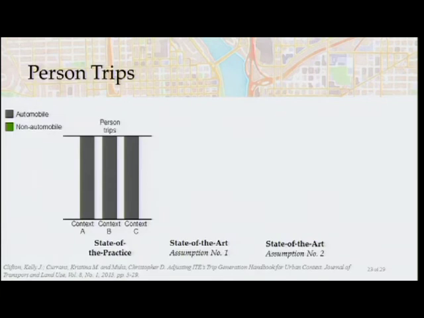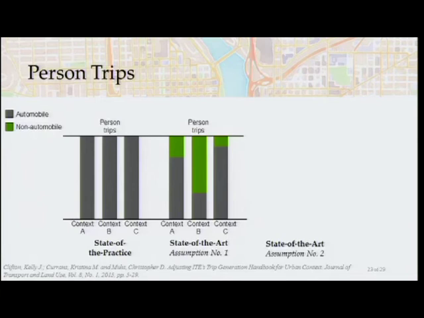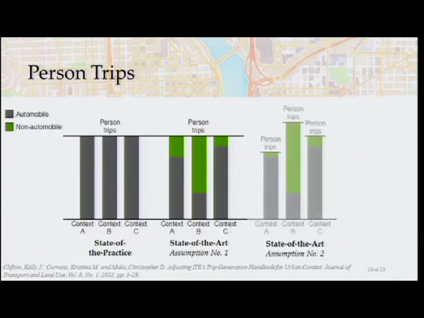So in this first example, we have 3 contexts, and we're applying the state of the practice, which is ITE's vehicle trips. And even if a land use that's exactly the same size falls in each of these 3 contexts, what we're saying is the outcome should be the same for all 3 of these. The assumption that people are making then is when you're applying that same number of person trips for each of these 3 contexts, but because the context might have different built environment or urban form, you might see different mode shares. The assumption this is making is that the person trips remains the same.